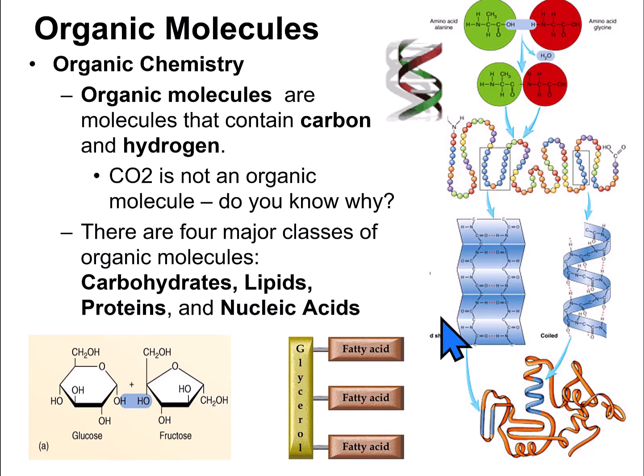For example, carbon dioxide is not organic. Why isn't it organic? It contains carbon, but it doesn't contain hydrogen also. So this molecule is considered to be inorganic. There are four major classes of organic molecules. These are carbohydrates, lipids, proteins, and nucleic acids.